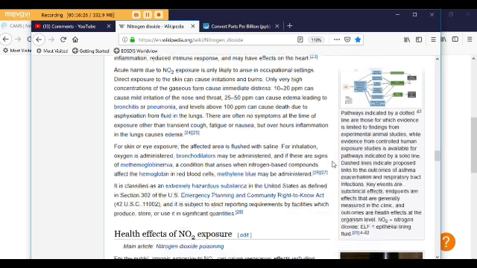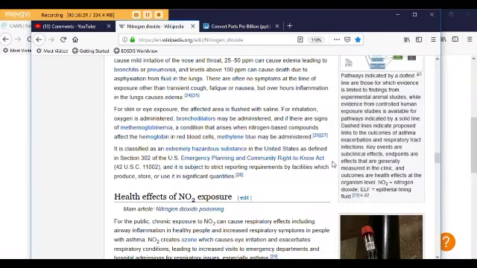It is classified as an extremely hazardous substance in the United States and is subject to strict reporting requirements by facilities which produce, store, or use it in significant quantities.